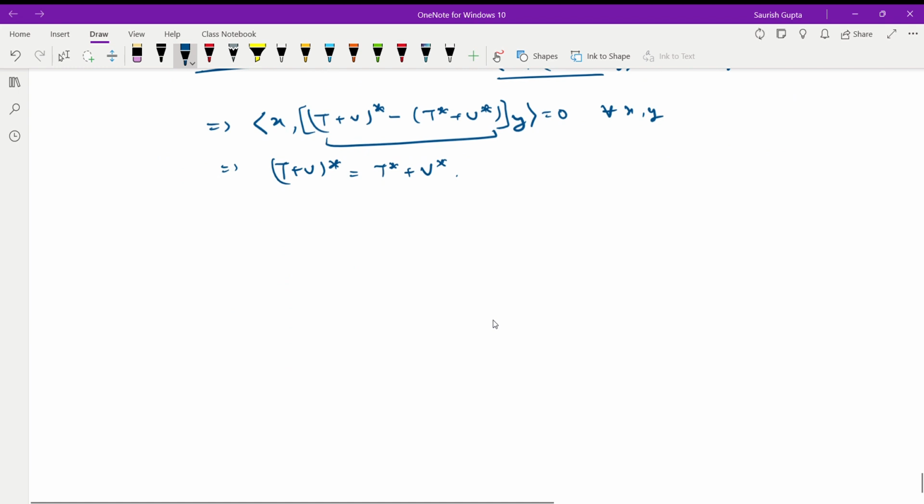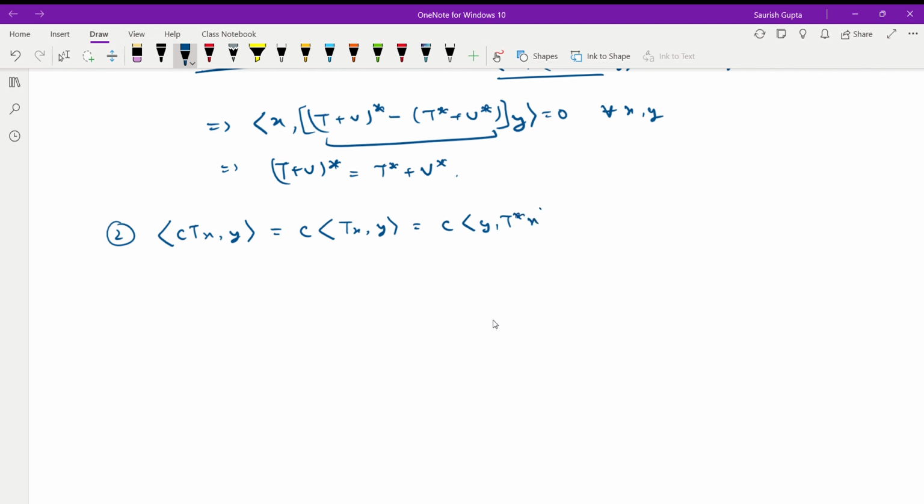Similarly, the other case. Suppose I talk about (cT x, y). Then I can write it as c times (Tx, y). Then I can talk about c times (x, T star y). But if I take c inside, then it will surely become (x, c bar T star y), because I can consider c as the conjugate of its conjugate.